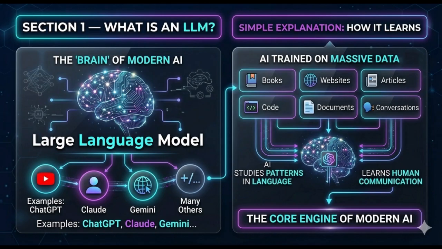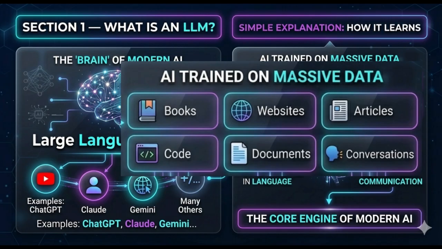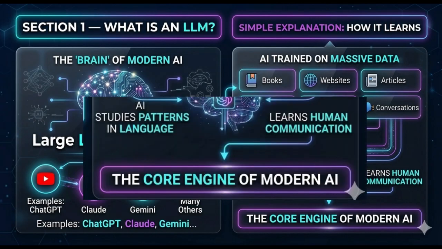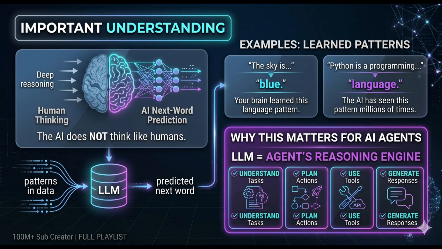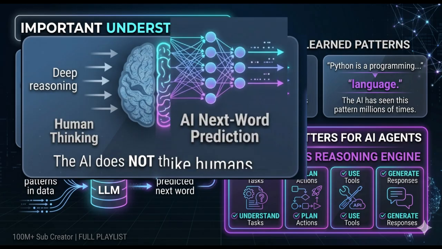A large language model is basically an AI trained on massive amounts of text, like books, websites, articles, code, documents, and conversations. The AI studies patterns in language. Then it learns how humans communicate. Here is something very important. The AI doesn't think like humans. It predicts the most likely next word based on patterns.